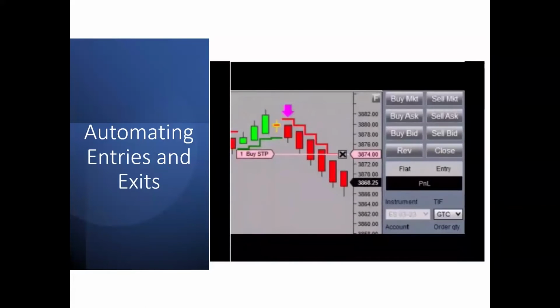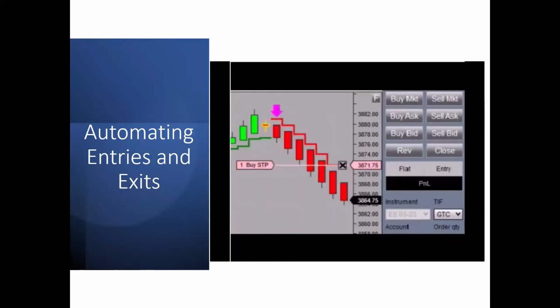All right, so here's an example where we're automating the entry just by attaching a trailing buy stop to that red line on the screen. That red line is the NaviPM indicator line. It's one of our indicators.